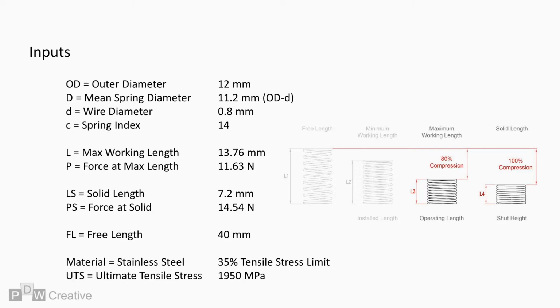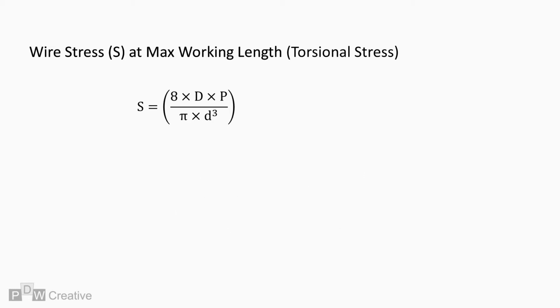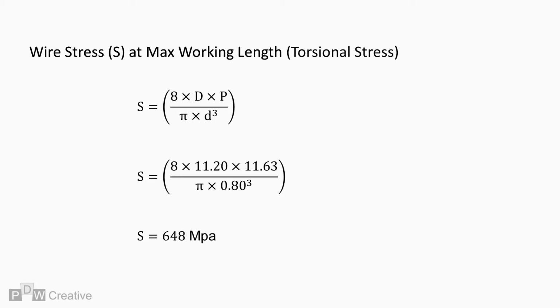Let's start with the stress occurring in the wire across the cross-section at max working length. Stress is torsional only at this stage, so stress equals 8 times mean diameter times force at length divided by pi times wire diameter to the power of 3. So if we plug in our variables, we find a stress of 648 megapascals.